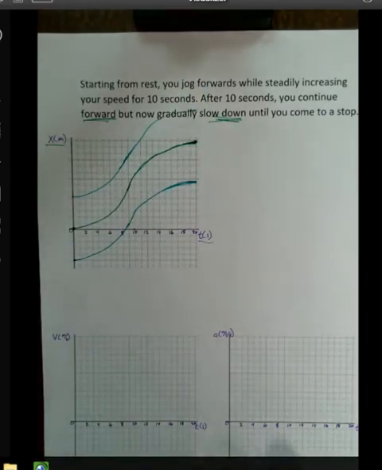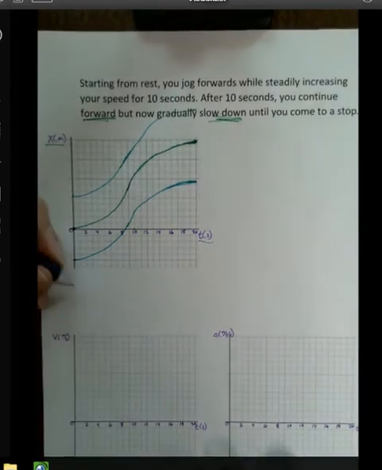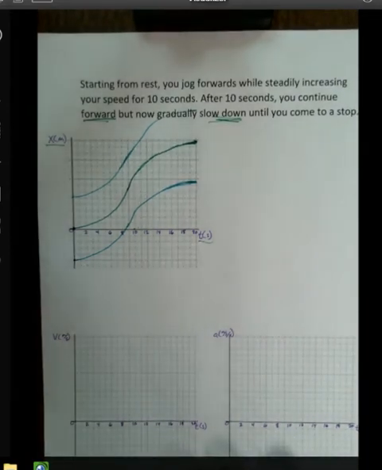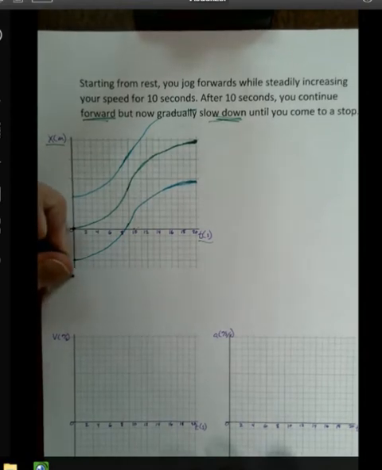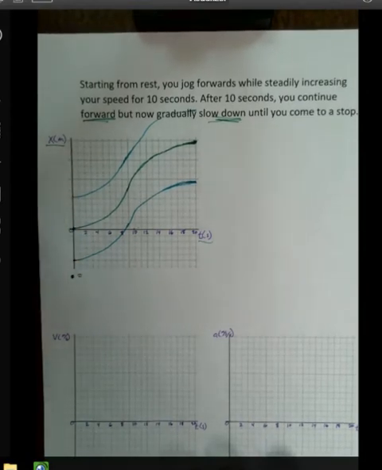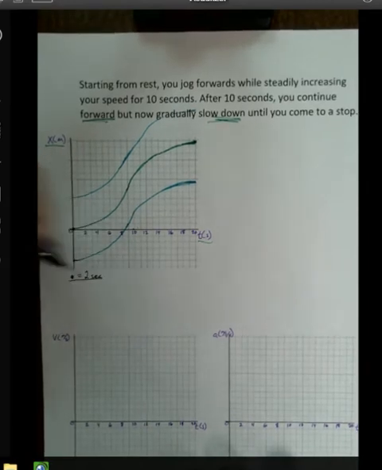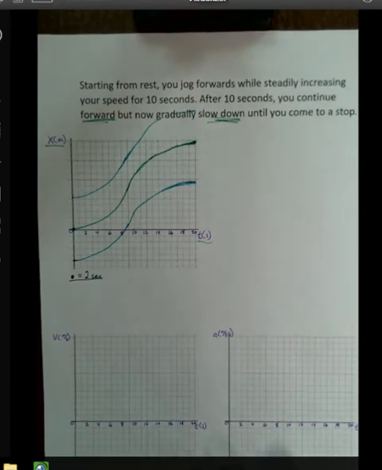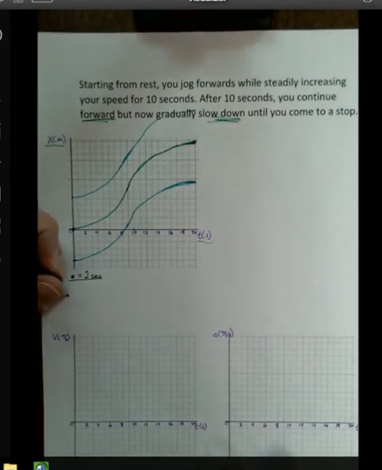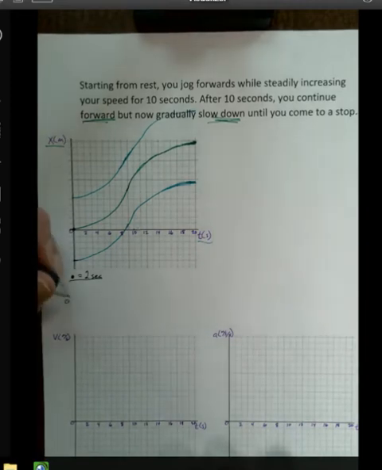If I wanted to draw a motion map for this motion, well then, I'm going to make my dots every 2 seconds. So I'll even put that as a key there. 1 dot equals 2 seconds. Since that's different from our standard of 1 dot for each second, but I don't want to draw a bazillion dots here, so I'm going to start off then at a time of 0 seconds.